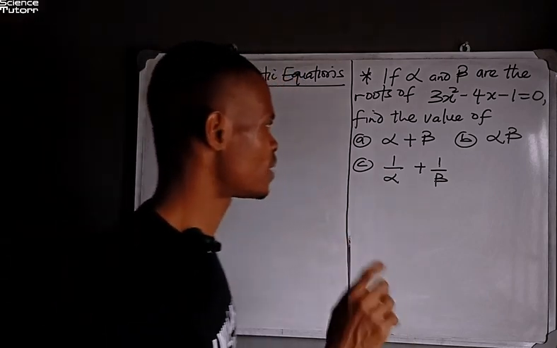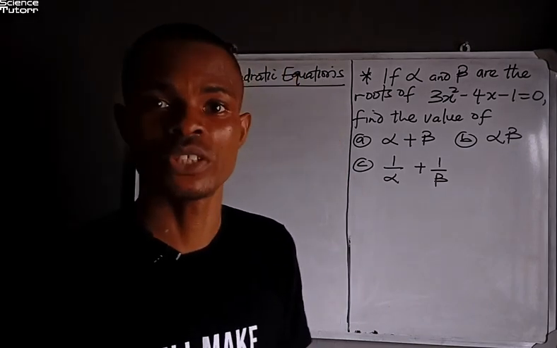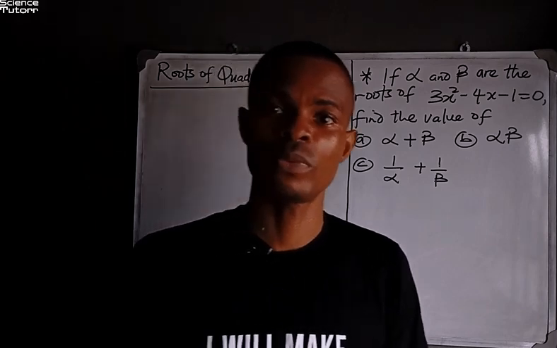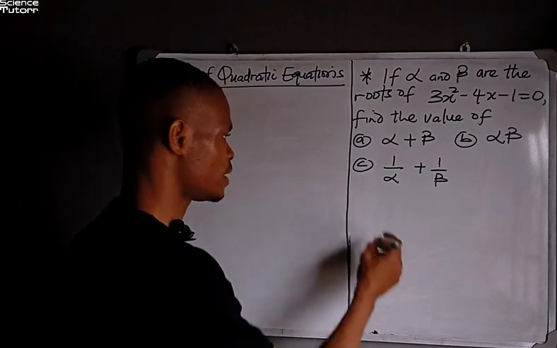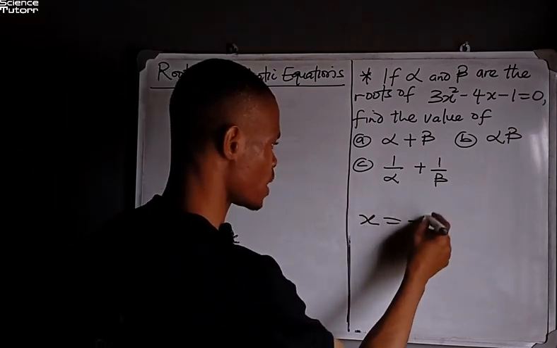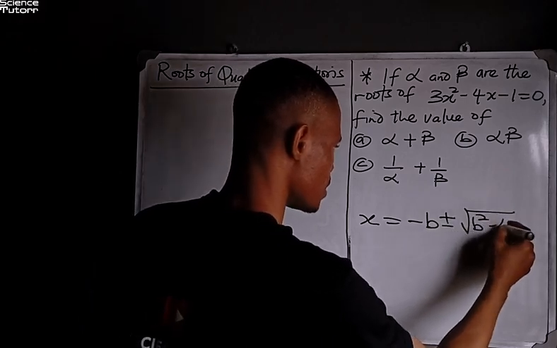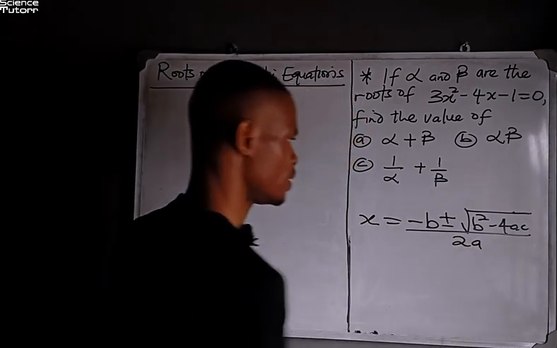Many times students have had challenges on this aspect of quadratic equations, but it takes basic knowledge to handle such problems. Now, recalling the quadratic formula that says x equals minus b plus or minus the square root of b squared minus 4ac, all over 2a.